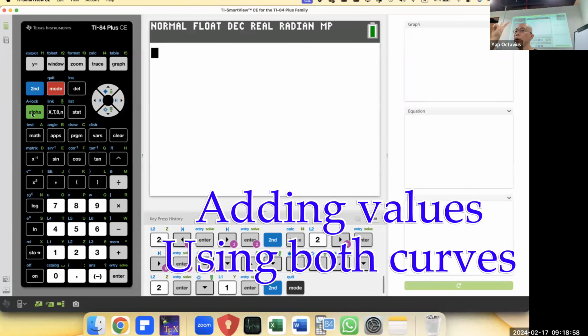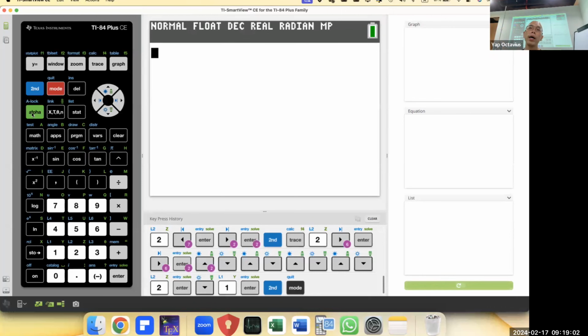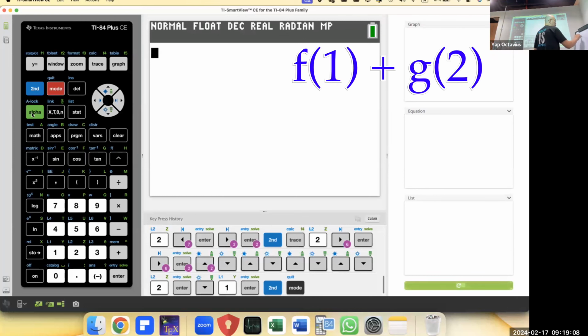Just now we have y1, y2. Remember the curve y1 and the curve y2. Let's say we want to have f of 1 plus g of 2. Of course, we can manually calculate. But now you got GC, right? If they never ask you anything, we can activate the variables.